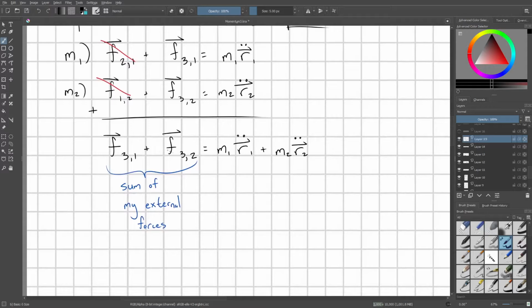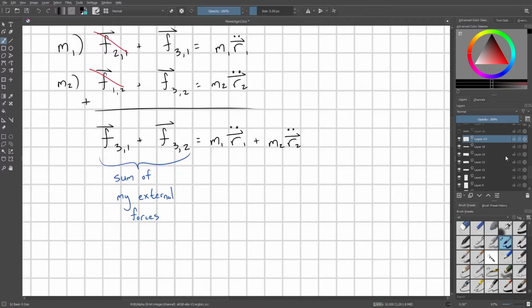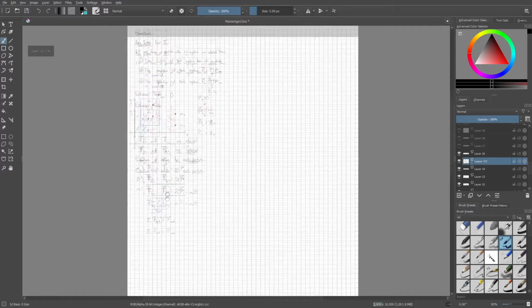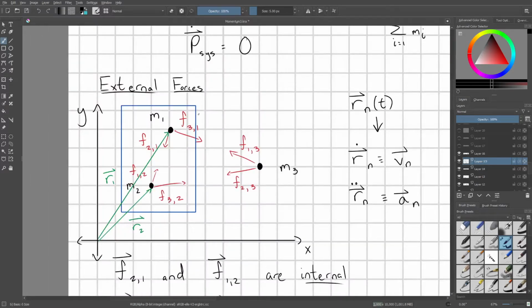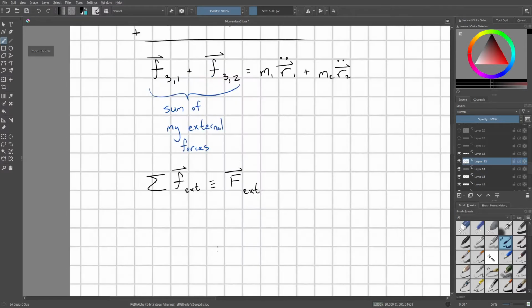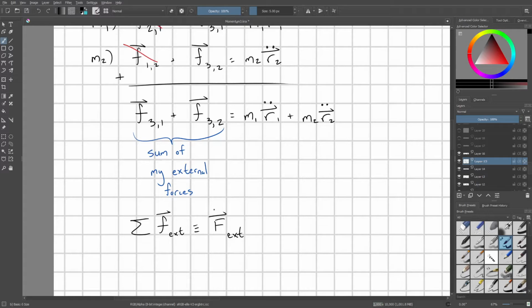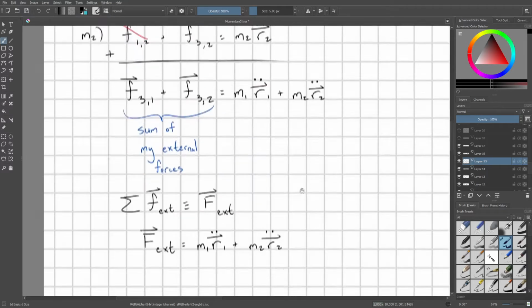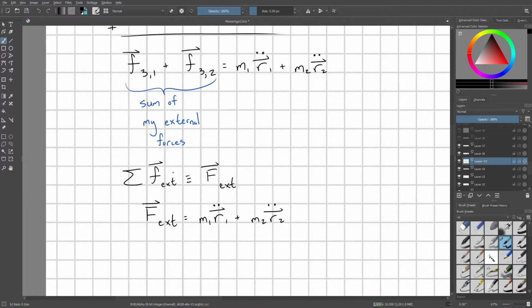Now let's go ahead and just recognize what this is on the left-hand side. This is the sum of my external forces that are acting on the particles. So I'm going to introduce a little definition here: the sum of my external forces acting on each of the little particles, so that would be this guy and this guy right here, I sum those together and I call that capital F external. This is called my net external force. So with that definition, I just go ahead and substitute that in.